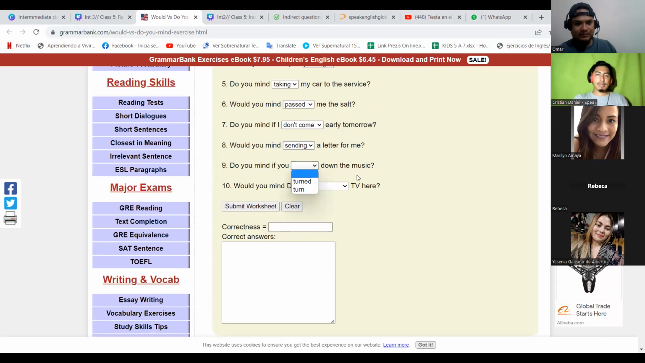Well, let's move to the last 2 examples, okay? We will do it together. Okay, we have, do you mind if you, what could be the right answer if we use do you mind if? Turned in past or turn in present? What do you think, guys? I think it's turn, teacher. I think that the situation happened in present, so I can use turn. Okay, that's a nice example.